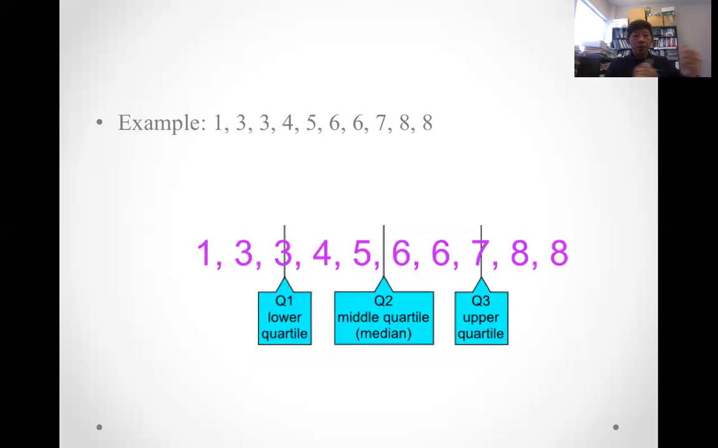Another example. So we have this data set, and then again, we're gonna sort the data from the least number to the greatest number, right? Now next, we're gonna find the median, the middle number. The middle number is 5, because 5 plus 6 divided by 2, so 5.5 would be the median, right? So that would be Q2, okay, median.